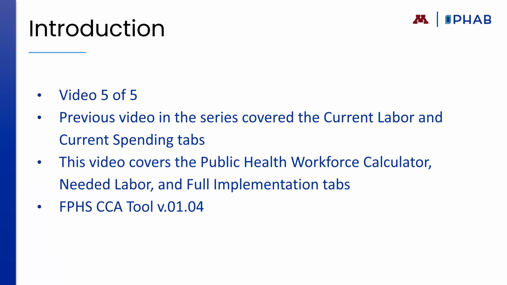This video, the fifth and final in the series, focuses on three essential tabs within the FPHS Capacity and Cost Assessment Tool: Needed Labor, Full Implementation, and the Public Health Workforce Calculator. These tabs are designed to help local and state health departments estimate the workforce and funding necessary to fully implement the FPHS. Together, they provide a structured planning framework to identify staffing and resource gaps, estimate full implementation costs, and support justification for funding or systems transformation.